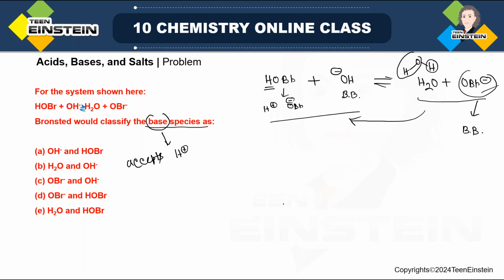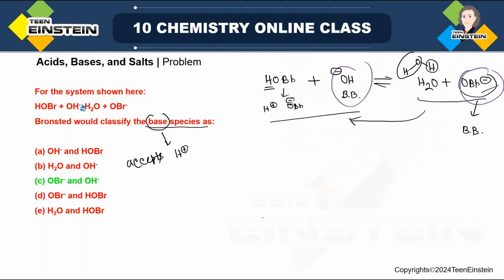But what about the other 2 species? Why will these 2 not be considered Bronsted base? HOBr, what is it doing? HOBr is giving a proton to HO minus. So it is basically a Bronsted acid. It cannot be a base. Similarly, if you consider the reverse reaction, water is supplying H plus to OBr minus. So it is a proton donor, H plus donor. So it cannot be Bronsted base. So Bronsted base will be only 2 species, this one and this one. So that is why the middle option, that is C, will be the correct option.